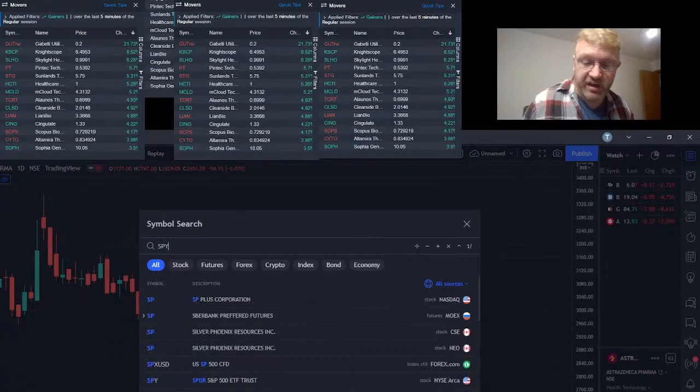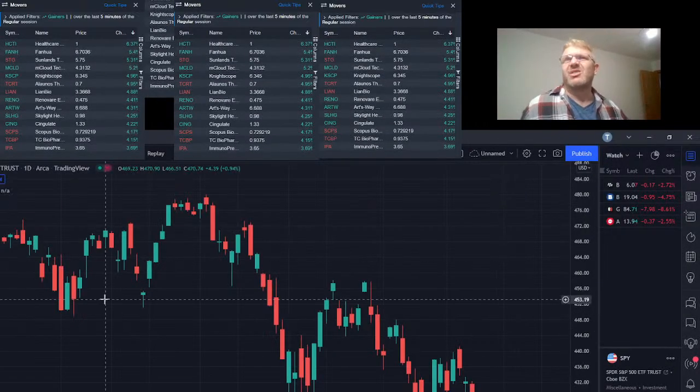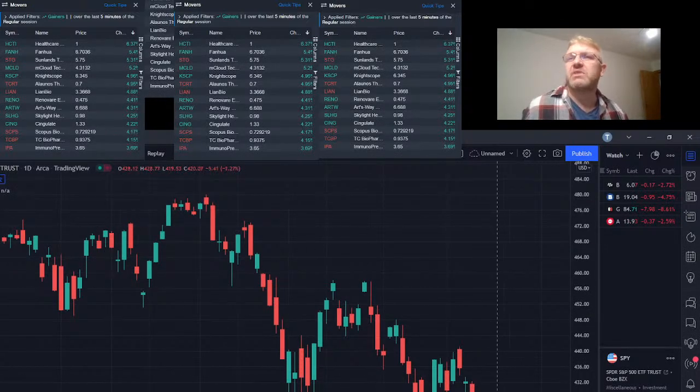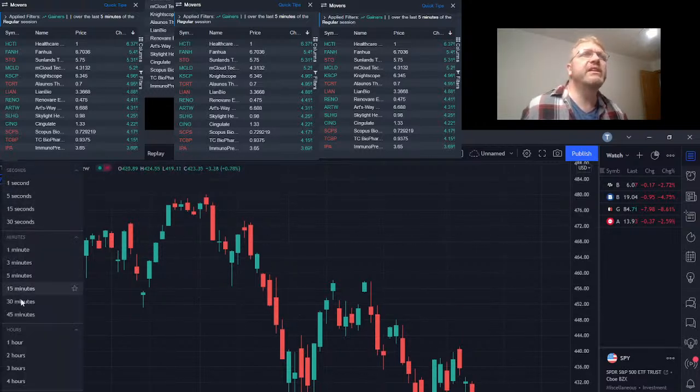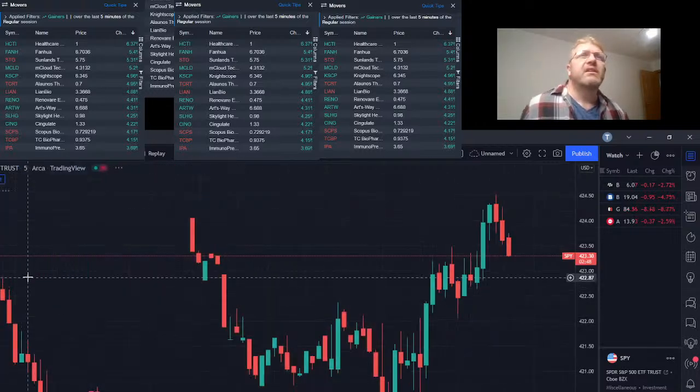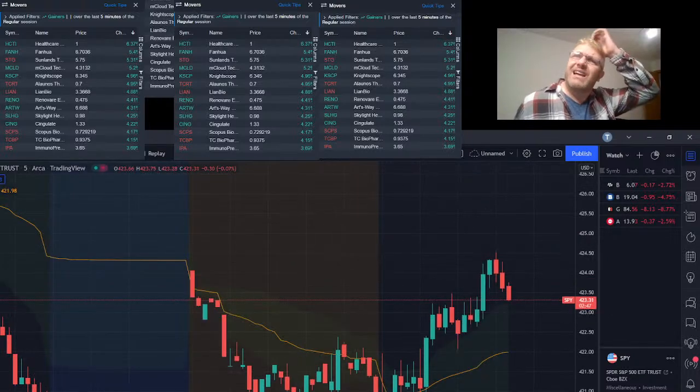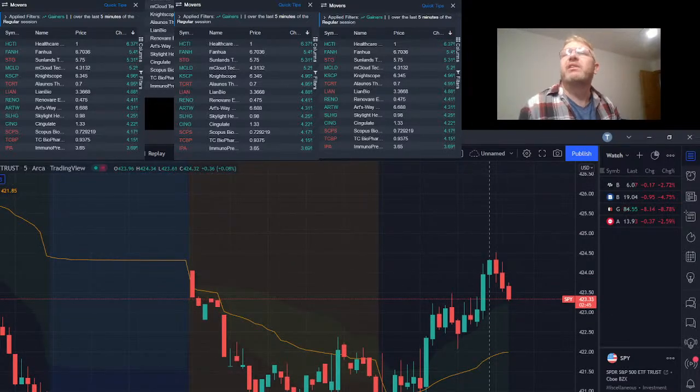So let's look at the SPY. The SPY's down. Oh no, it's up on the day. Okay, it's moving in an upwards direction. Let's have a look at it from a 5-minute chart perspective. On the 5-minute, the S&P, the wider market, the SPY is having a good day so far. You can't really grumble at that.